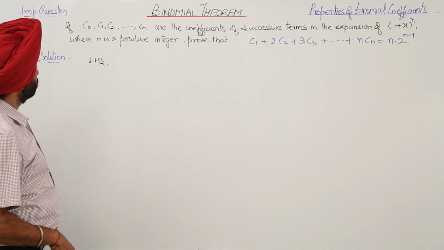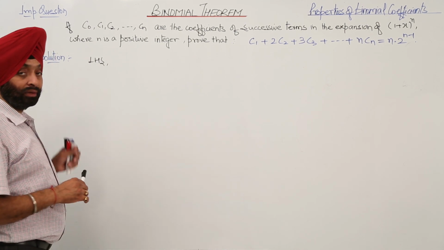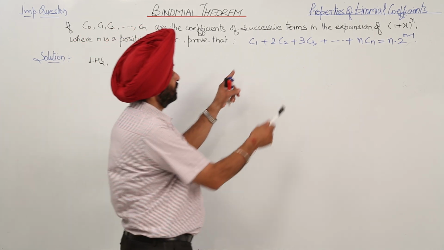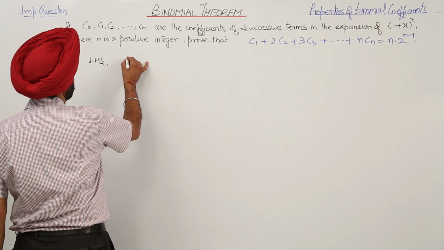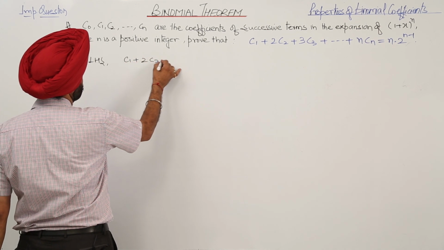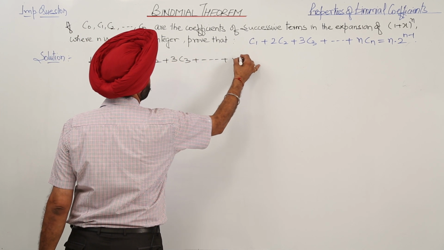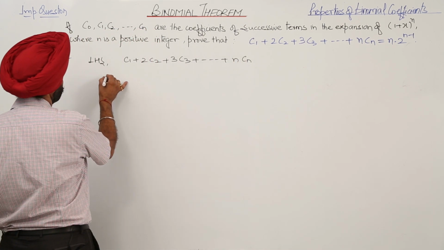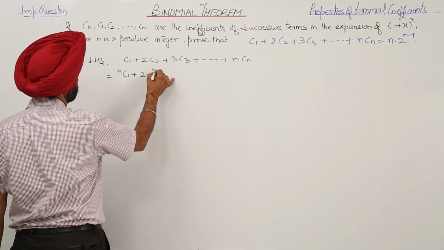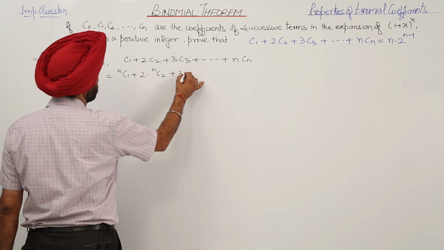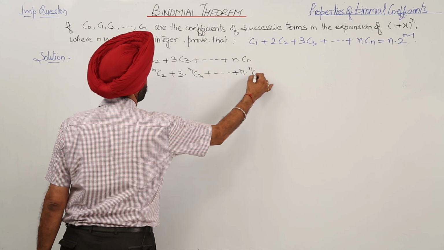Now, given the binomial coefficients for the successive terms in the expansion of (1 + x)^n, where n is a positive integer, we have to prove that the left-hand side is equal to the right-hand side. The left-hand side is C1 + 2C2 + 3C3 + ... + nCn. Now, what can we write? It is nC1 + 2 times nC2 + 3 times nC3 + ... + n times nCn.